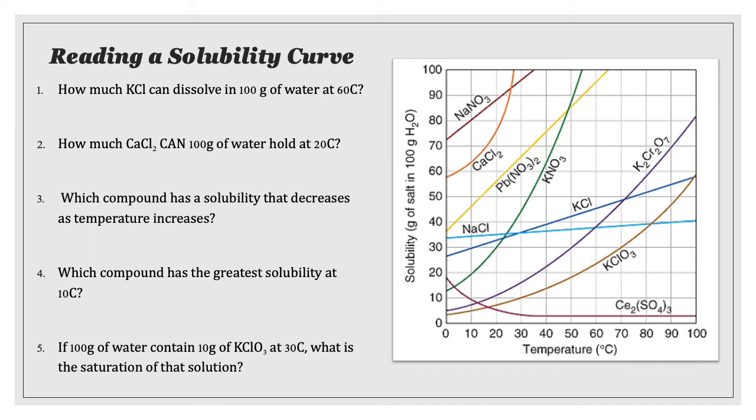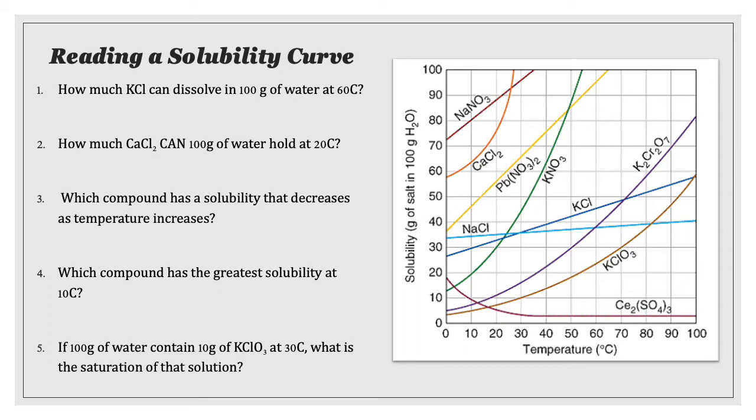And the last one, number 5, says if 100 grams of water contains 10 grams of potassium chlorate at 30 degrees Celsius, what is the saturation of the solution? So I want to know if it's unsaturated, saturated, or supersaturated. So I first need to find potassium chlorate on this chart. So here it is, it's that brown line. If you can find the brown line, KClO3.